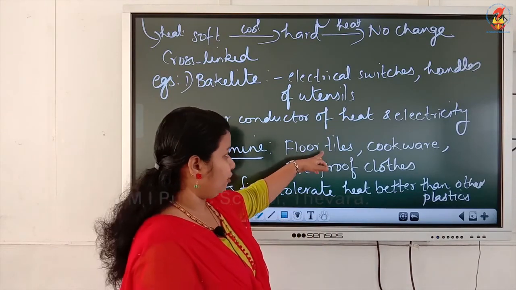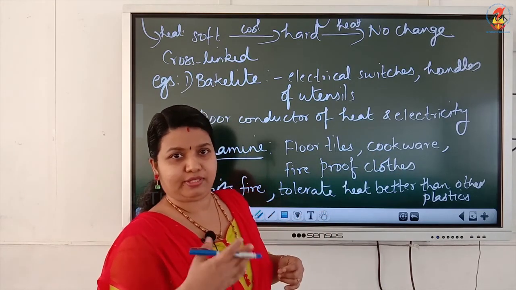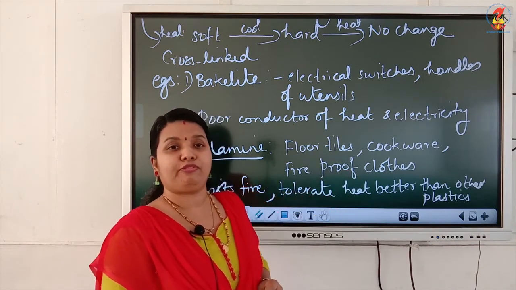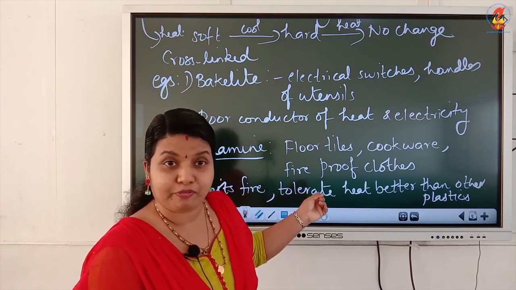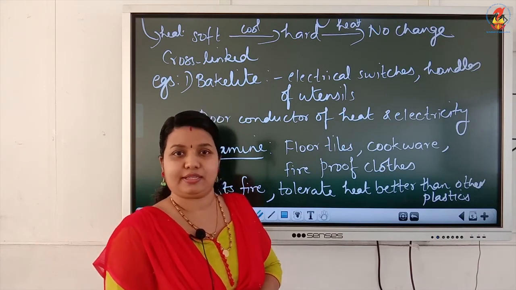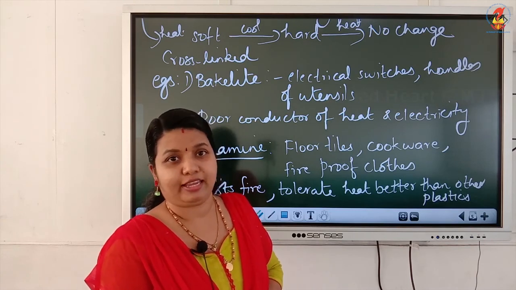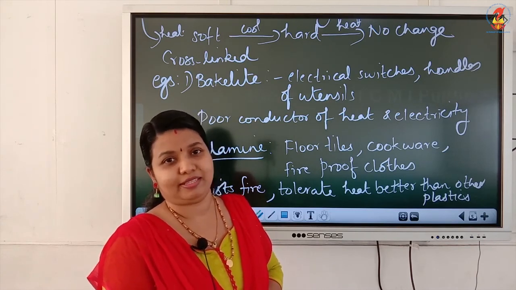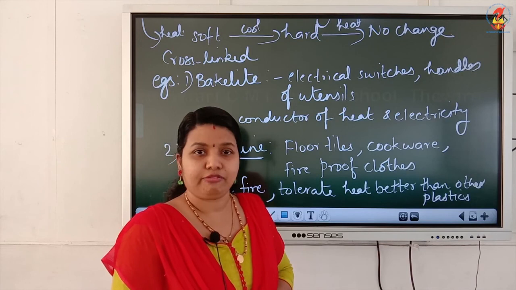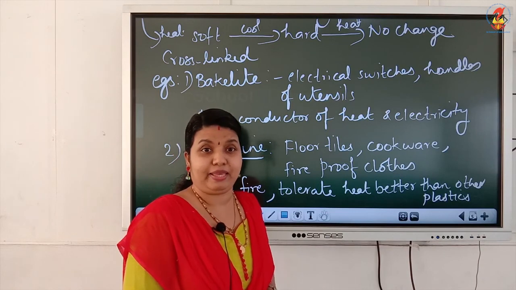It is used for making floor tiles, cookware. Melamine cookwares are there, cups, saucers, plates and all, which can withstand very high temperature, and also fireproof clothes. The uniforms of firemen have a plastic coating that is made up of this plastic, melamine. Uniforms of firemen have a melamine coating. Give reason. This is a question. What answer you will write? Because melamine resists fire and it tolerates heat better than other plastics. That's why it is used for making fireproof clothes. Uniforms of firemen have a coating of melamine. Okay, so these two are the examples of thermosetting plastics, Bakelite and melamine.